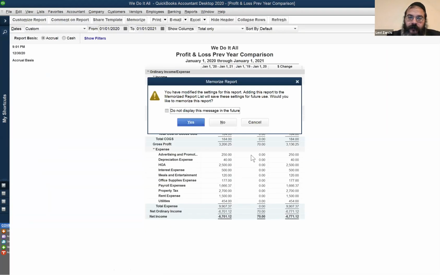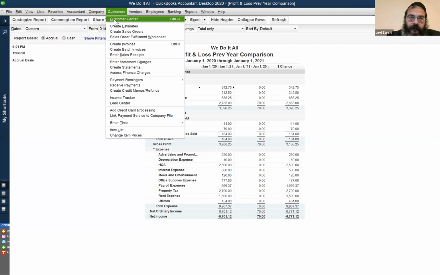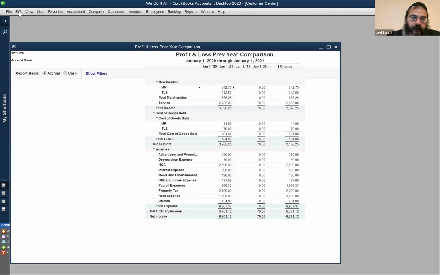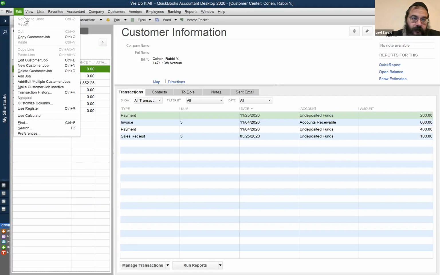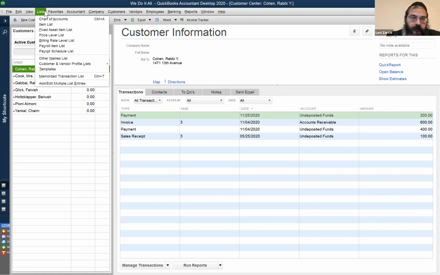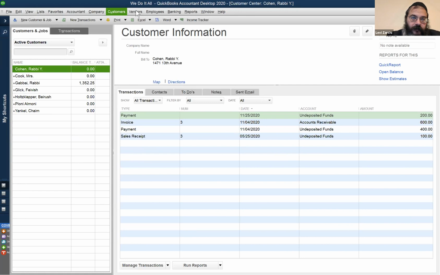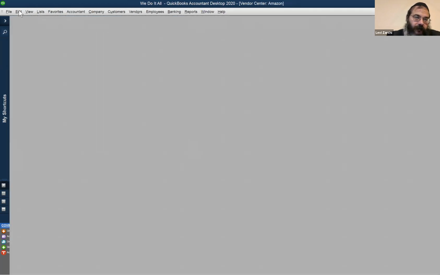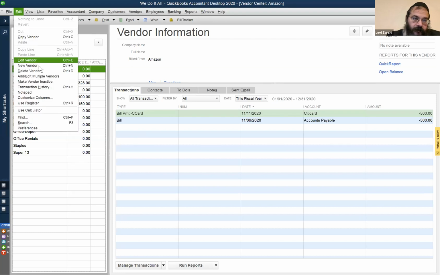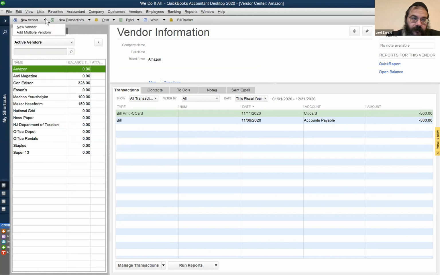If you're in the customer center, Edit will tell you something else. Edit will tell you that you could edit the customer. You can add a job. You could do transaction history. If you're in the vendor center, then you wouldn't be editing the customer, but you could edit the vendor, and you can make a vendor active or inactive. You can do it from this menu. You can also do it from new vendor.